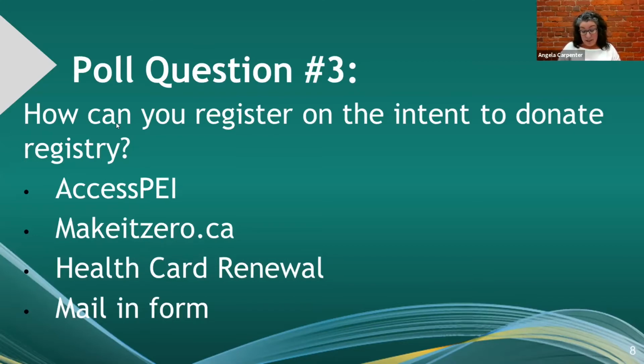And that is an advantage because before you could only register when you went to renew your driver's license or your health card, which was every 3 to 5 years. And if you wanted to change your mind in between times when you had to renew them, you had to get a new license. So this way you can change it anytime and the information is available anytime. And for any of these methods, all you need is your health card. You need your number for your health card.